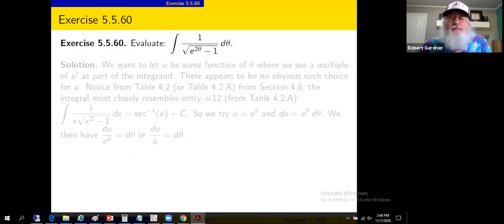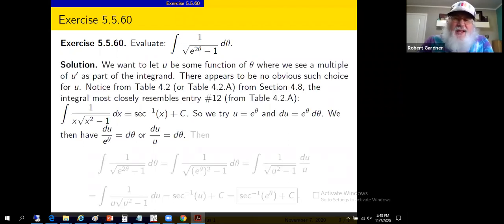Let's do another one. Okay, this one, I'm trying to find them that are progressively more complicated. We want to let u be a function of e to the theta, where we see a multiple of the derivative, say u prime, as part of the integrand. First guess, how about we let u be e to the 2 theta minus 1? That satisfies some of the stuff I described in the past. That puts u in a composition. We'd have 1 over the square root of u.